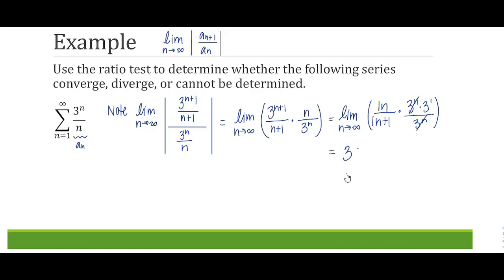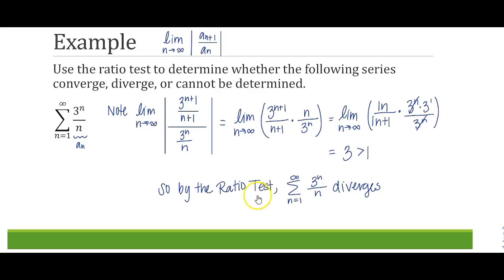Since this value is greater than 1, the ratio test tells us that the original infinite series diverges. So we would write, so by the ratio test, the sum of n equals 1 to infinity of 3 to the n over n diverges. Now before we move on, just really quickly, we were told to use the ratio test on this example, but if I come back to the infinite series here, I could have actually applied the test for divergence.